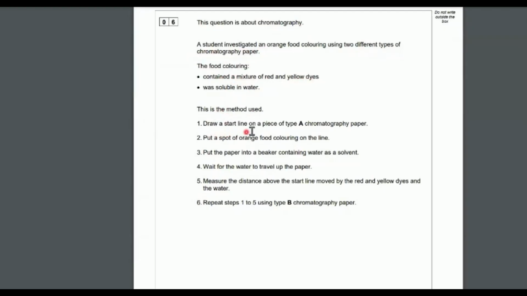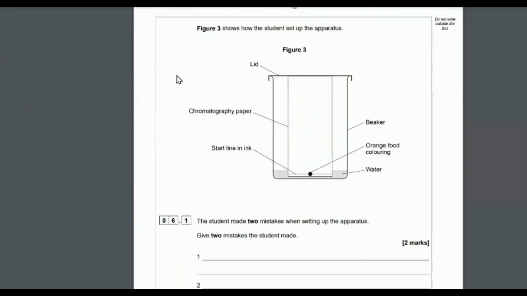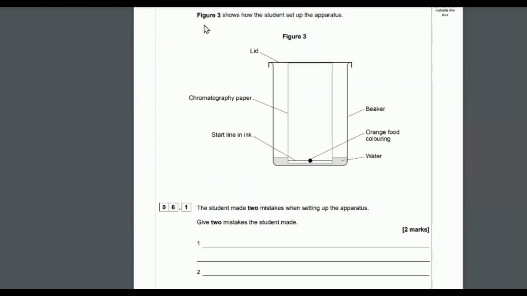This is the method used. Draw a short line on a piece of type A chromatography paper. Put a spot of orange food colouring on the line. Put the paper into a beaker containing water as a solvent. Wait for the water to travel up the paper. Measure the distance above the start line moved by the red and yellow dyes and the water. Repeat steps 1 to 5 with chromatography paper B. Figure 3 shows how the apparatus was set up by the student.